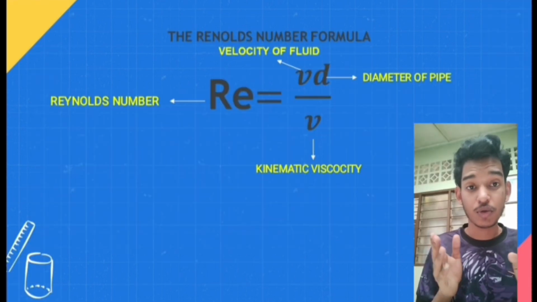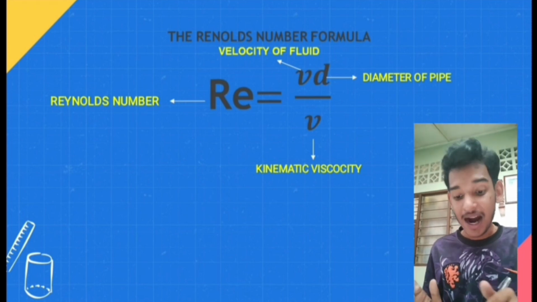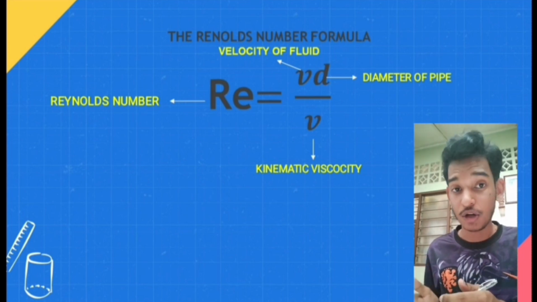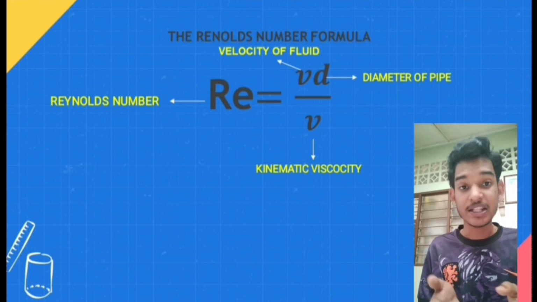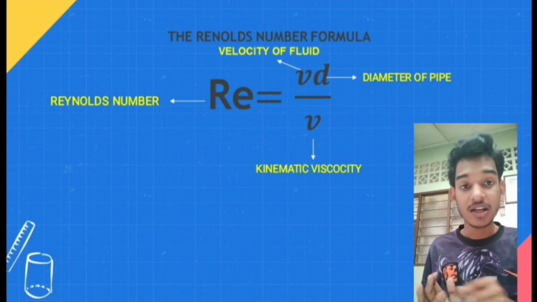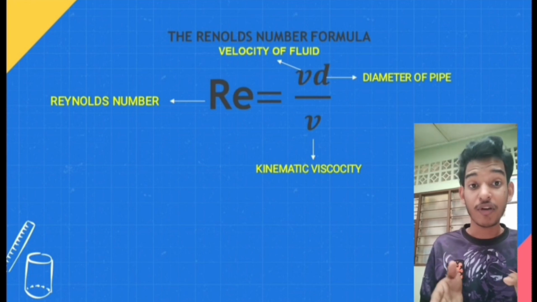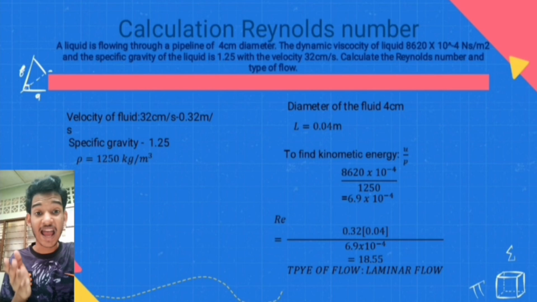Secondly, we like to know the formula of Reynolds number. Re equals Vd over v. Re is Reynolds number. So what is the Vd over v? Vd is velocity of fluid times diameter of pipe divided by kinematic viscosity. This is the formula to find Reynolds number. Next we just see an example question of Reynolds number.